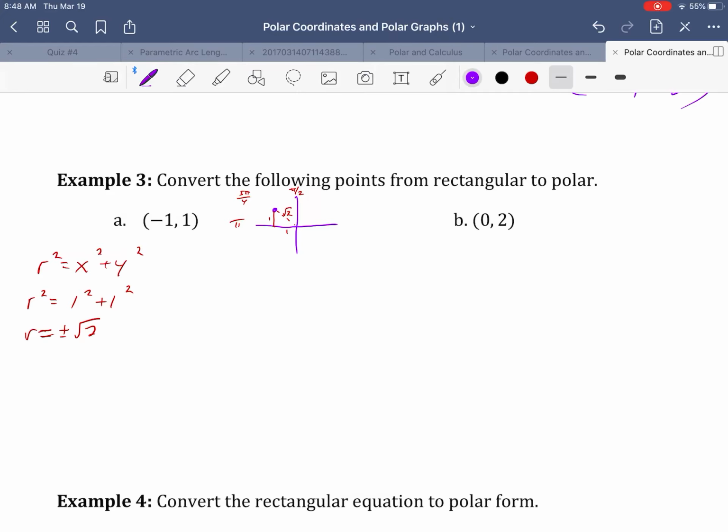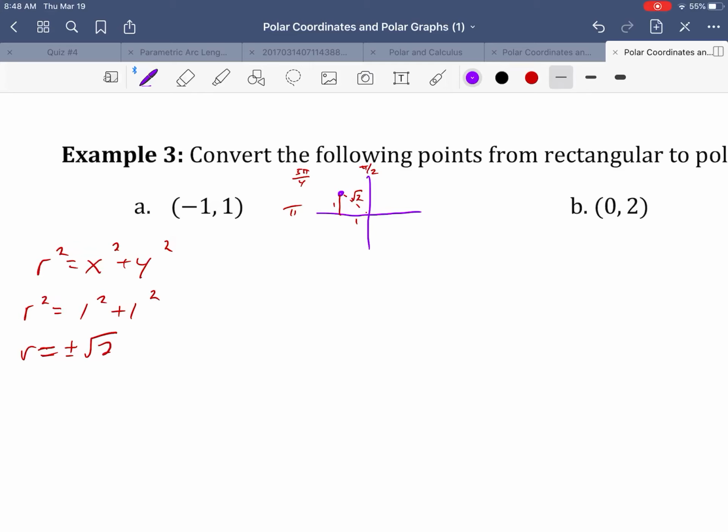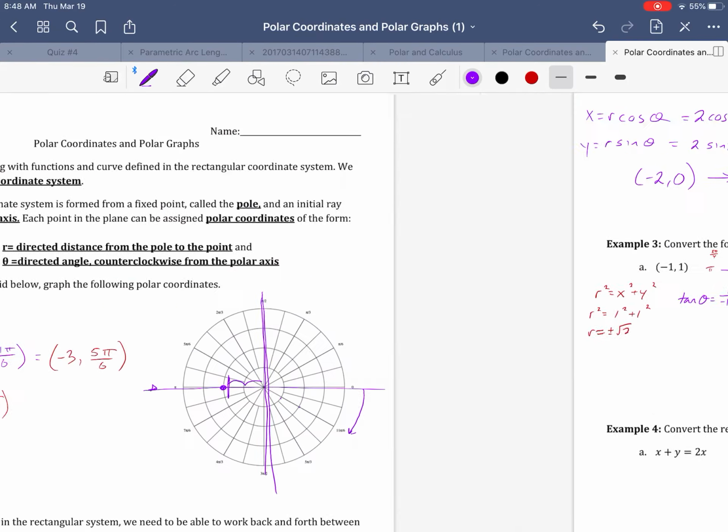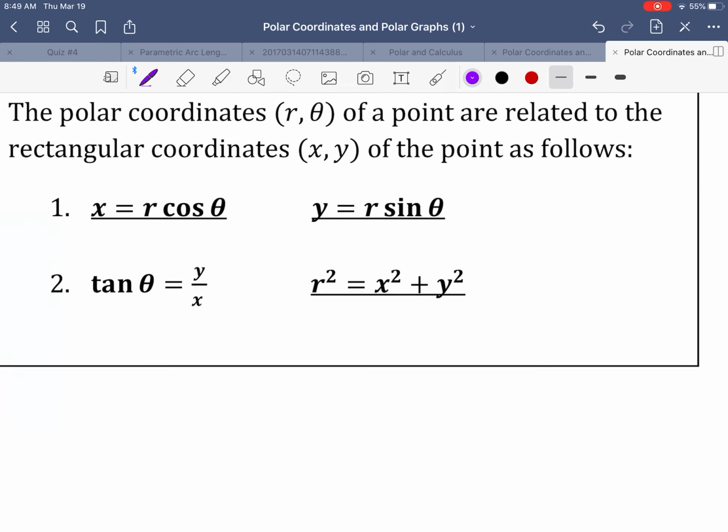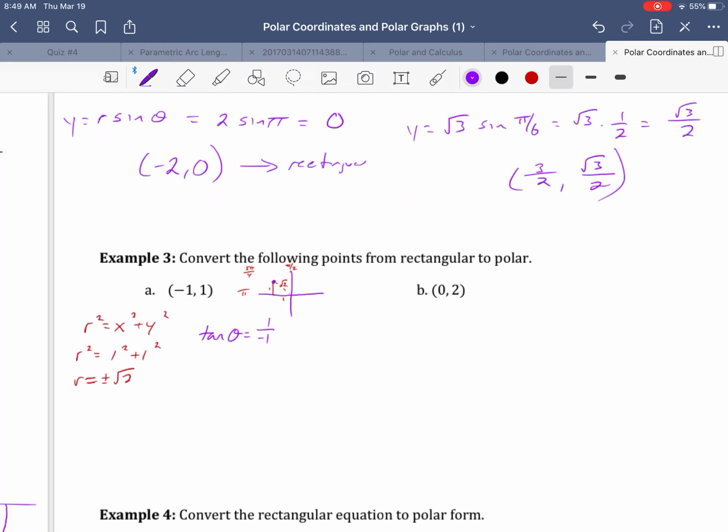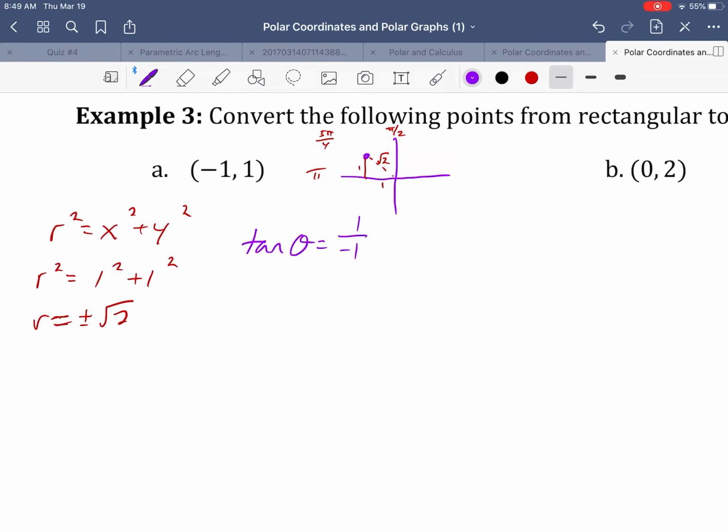Now my angle, okay, so they're not always going to be exactly in the middle, so it's not as easy to figure out. So what we need here is the next equation that says tangent theta equals y over x. And again, these formulas are all right here in your notes. So tangent theta equals y over x. That's how we find your angle. So that means that tangent theta equals -1.